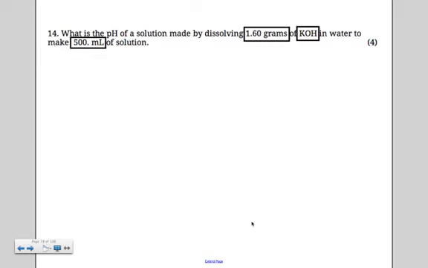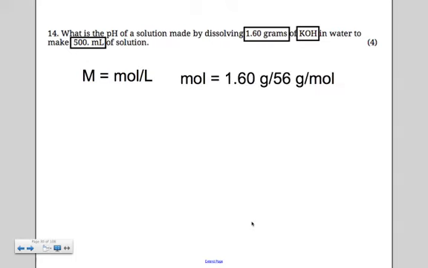So I'm not even close to getting the pH. I've got to do some steps first. So what I need to do is first figure out the concentration, which is moles per liter. Do I have moles and liters? Nope, I don't have moles. I've got grams. I've got milliliters, which I can easily convert to liters. So first I have to get the moles.